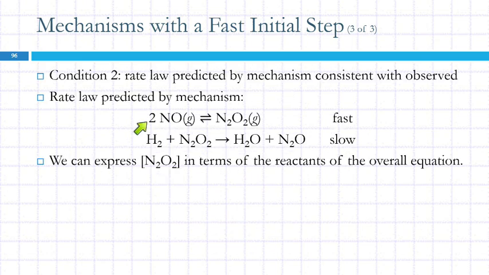So the first step is fast. The second step is slow. So the rate law for the second step is what's going to be important to look at. So that's going to be rate equals a rate constant times the reactants, H2 and N2O2. Here, the powers are equal to the coefficients. It's an elementary step. You can only do it with elementary steps.